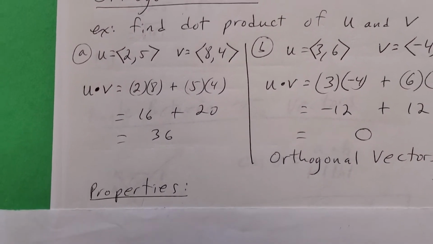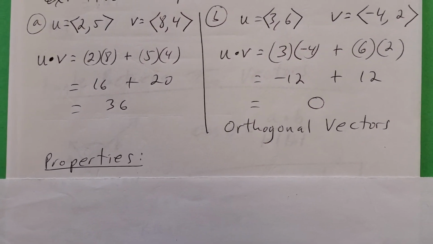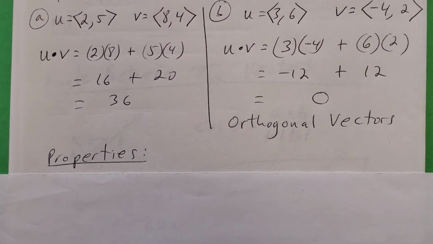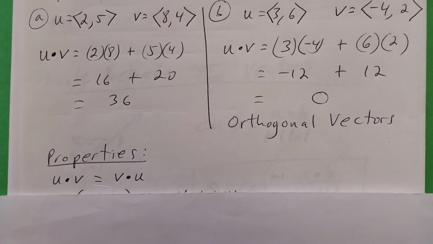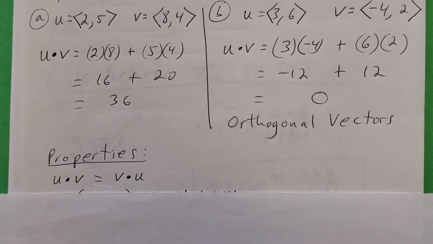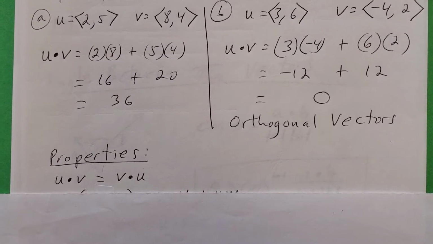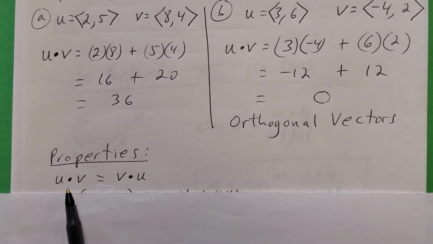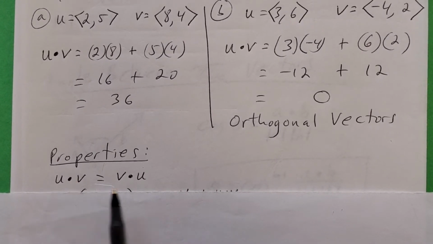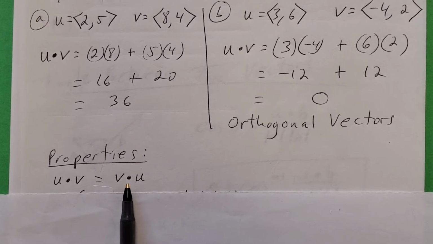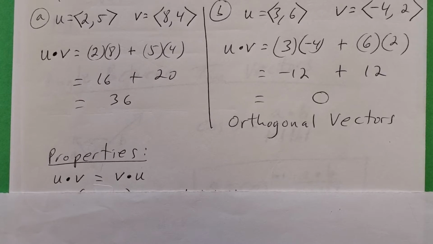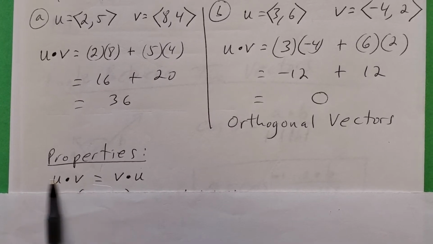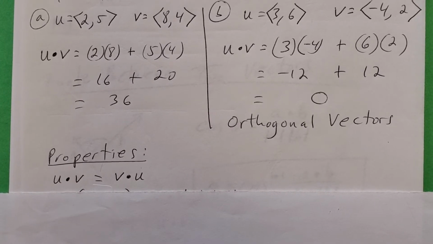Okay, properties, meaning what else can you do with that skill? Can you do anything? Well, yeah. If you flip them over, you get the same answer. So you can do them in either order. You can do first times the second or the second times the first. It doesn't matter.